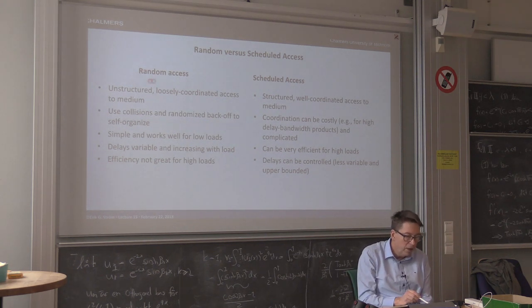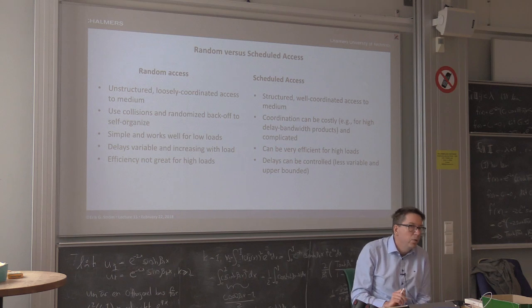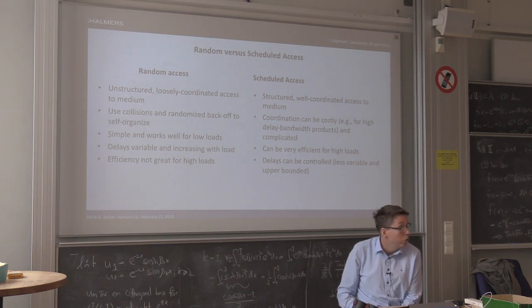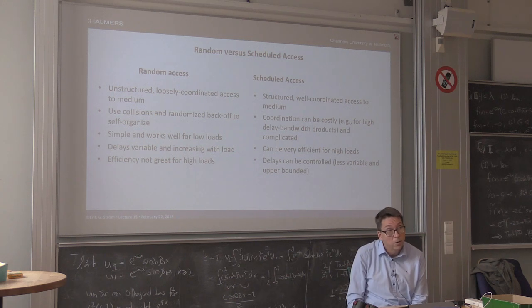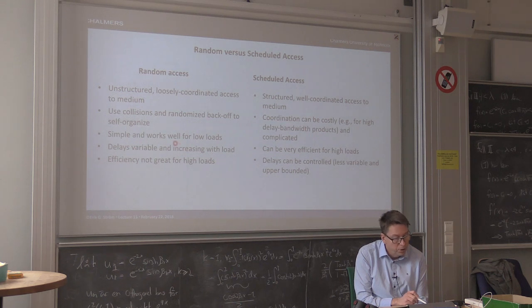So random access is unstructured, so it's not very controlled, loosely coordinated access to the medium. There is some coordination, but it's not perfect, right? It uses collisions and randomized backoff to self-organize, if you remember. So actually, the coordination here comes from collisions. That's the way we coordinate, if one thinks about it. So it's simple and it works well, and it particularly works well when the load is low.